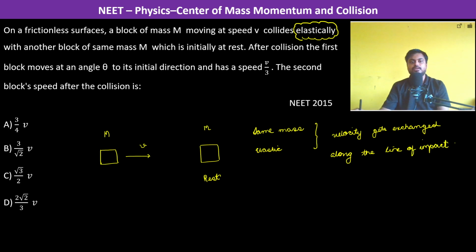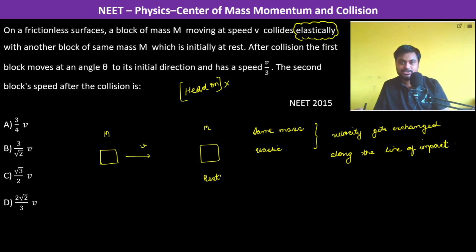So mind you, it's along the line of impact. Now here it's not said that they are going to strike head on. The word head on is not used. So velocity will get exchanged, but it will be along the line of impact, and since it is not a head-on collision, we cannot say the first block stops and the second starts going with v. No, that's wrong. So how to solve this?